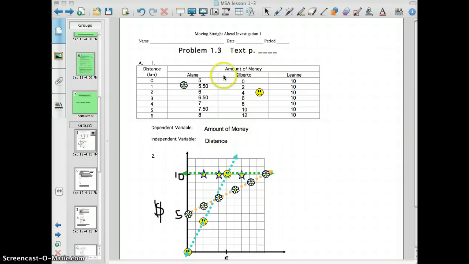Notice my table. I have Alana that's starting out at $5, okay? She's getting $5 for whether she walks anywhere or not. And then she's earning 50 cents for each lap, okay? Gilberto doesn't get any money if he doesn't show up and walk, but he's earning $2 a lap. And Leanne gets $10 if she shows up, but guess what? She is not making any money, so it doesn't pay for her to walk. If you look at this, the independent variable here is the amount of money, and the distance is the dependent variable. Okay?